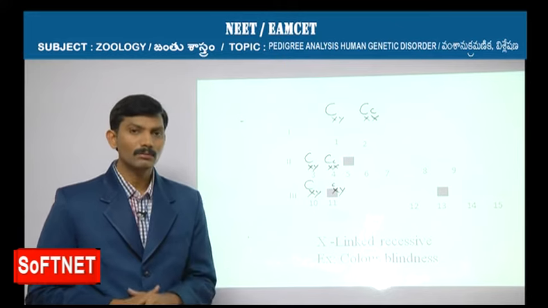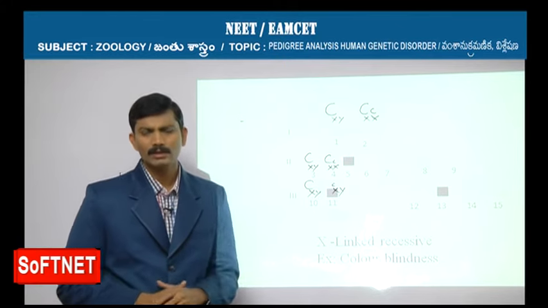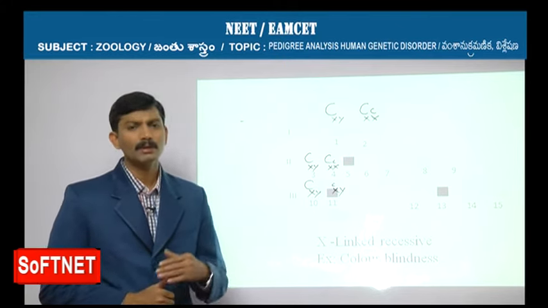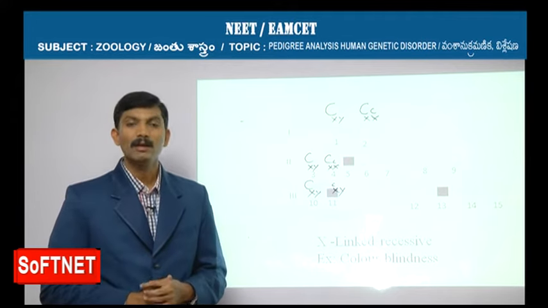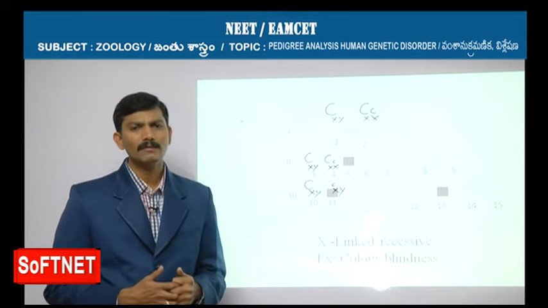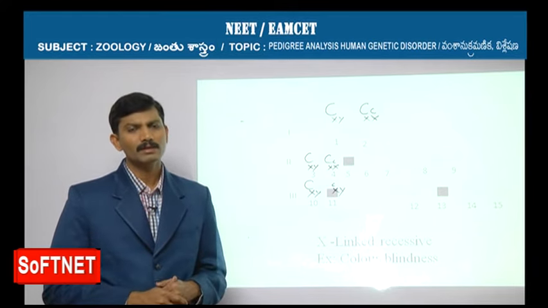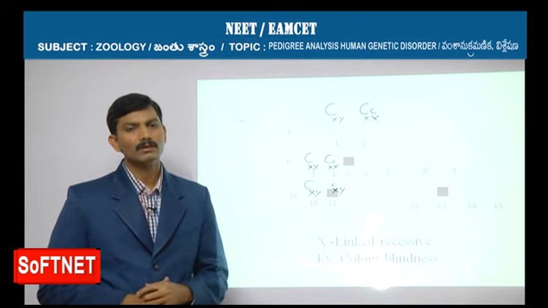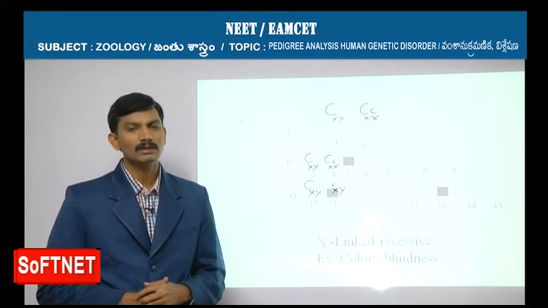Whereas in X-linked dominant, as we studied in X-linked inheritance, X-linked dominant characters appear more in females than in males. And so in the given chart, if more females are affected and very few males are affected, then we can come to the conclusion that it is actually X-linked dominant.